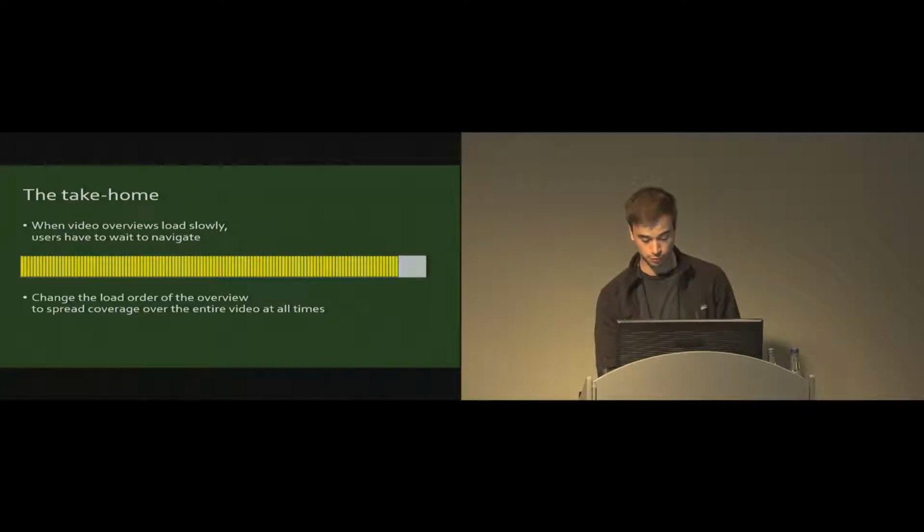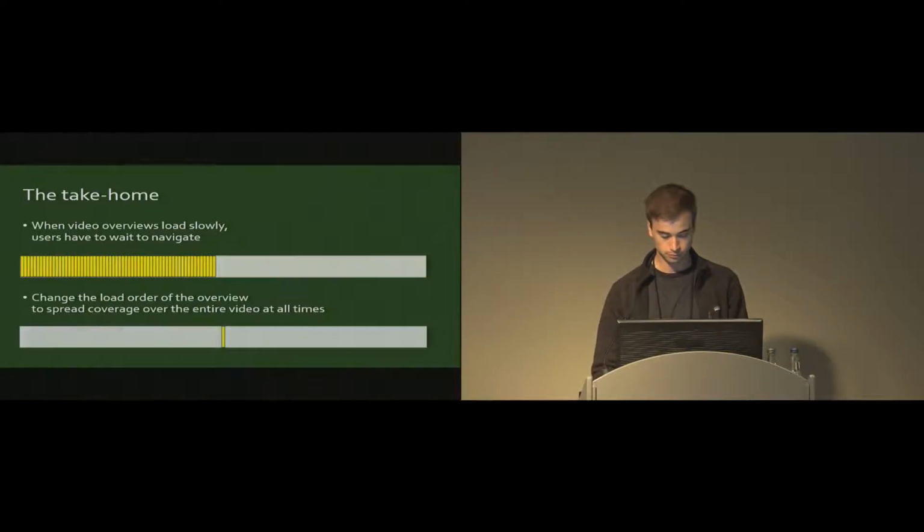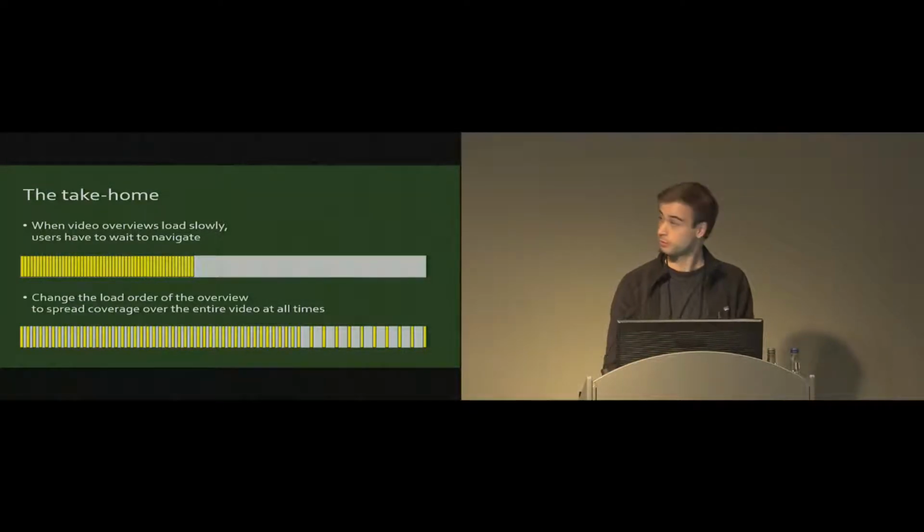And the solution that we came up with is to change how those overview frames are loaded to spread out coverage across the whole video. And when we spread out the frames, we get access to the entire video, first at coarse granularity, and then it gets finer and finer as it fills in. So here is a head-to-head comparison, and you can see that if we want to navigate to a place in the second part of the video, before the regular overview even gets to halfway, we already have a fairly good coverage of the entire video down at the bottom.